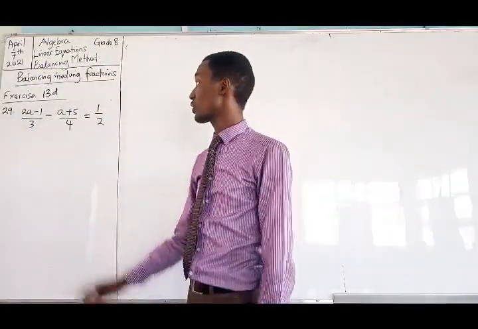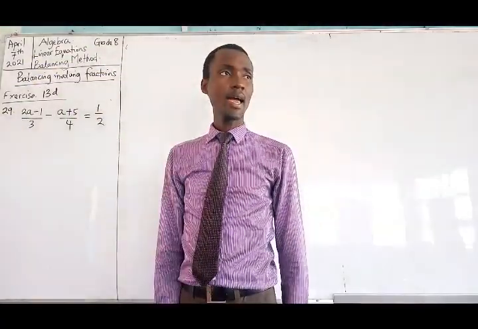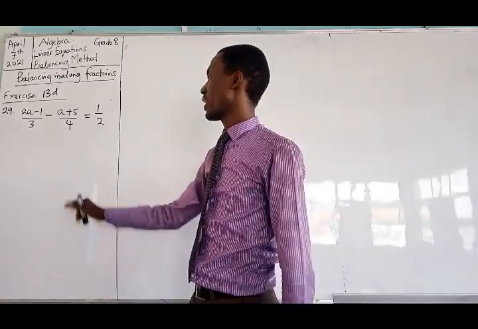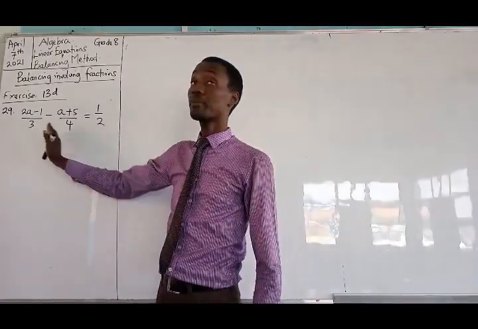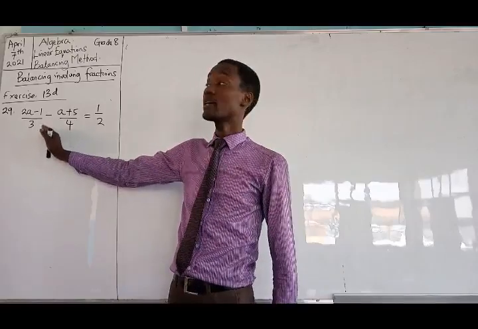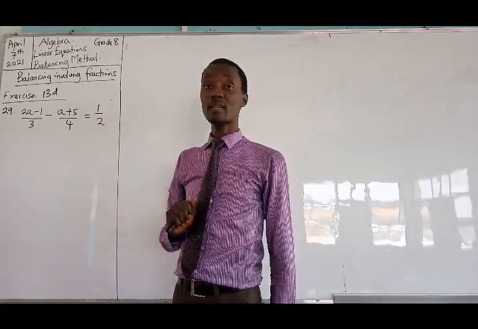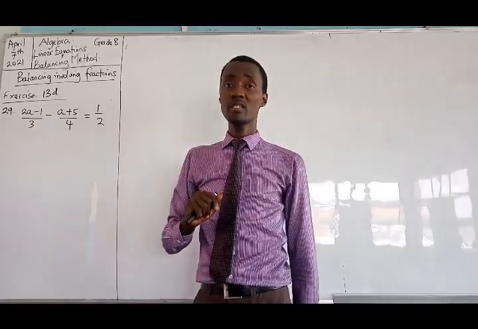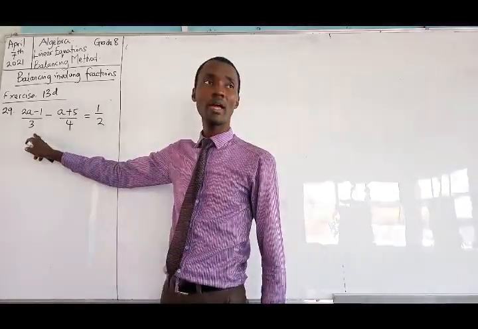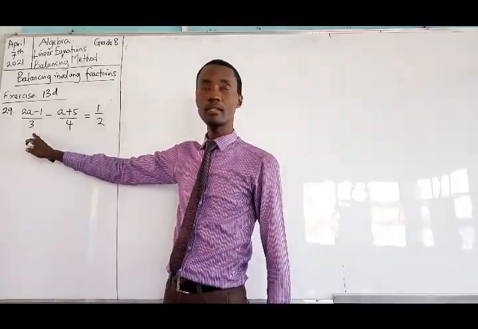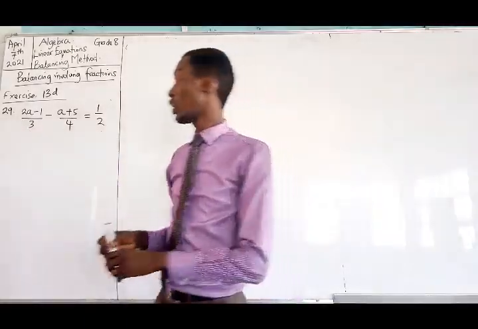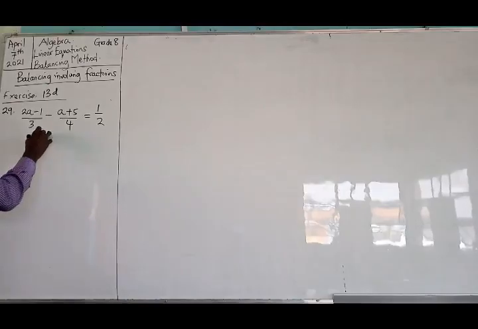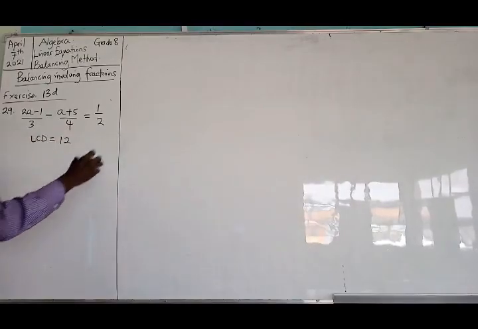Okay, we have the next question, which is question 29. And here we have 3 terms. 2 of the terms on the left hand side and 1 term on the right hand side. In solving this, you need to know your LCM or LCD. There is 3, there's 4, and there's what? 2. The LCD of this will be 12.